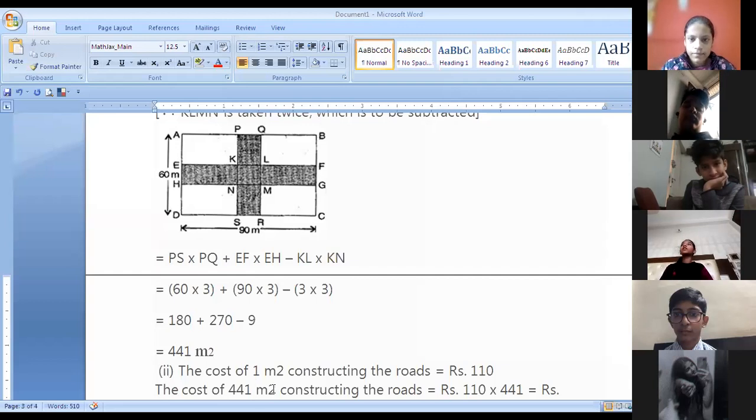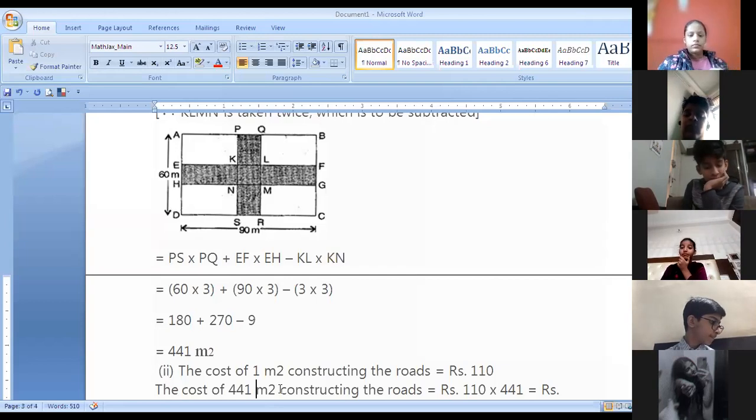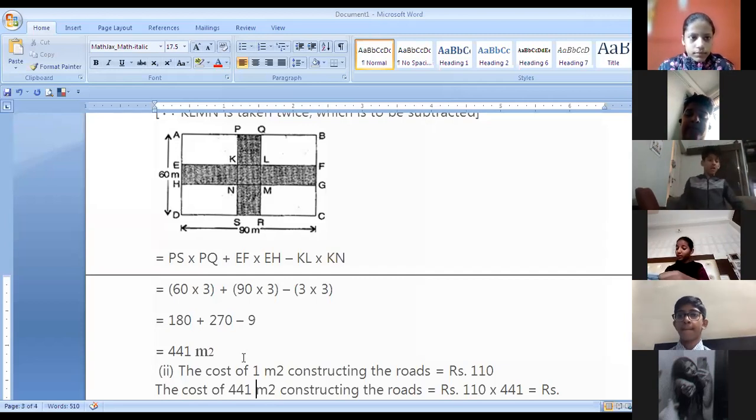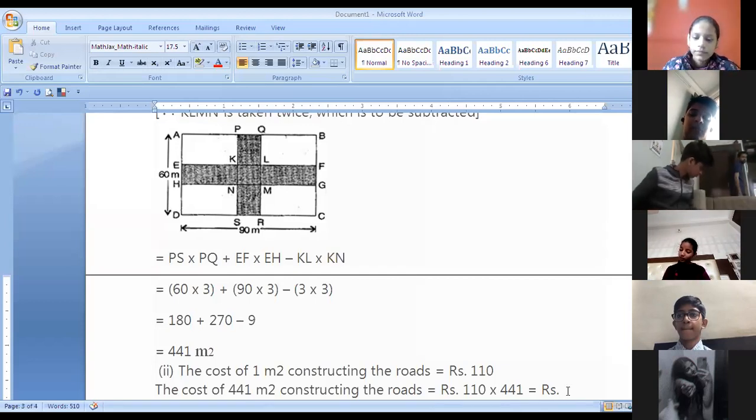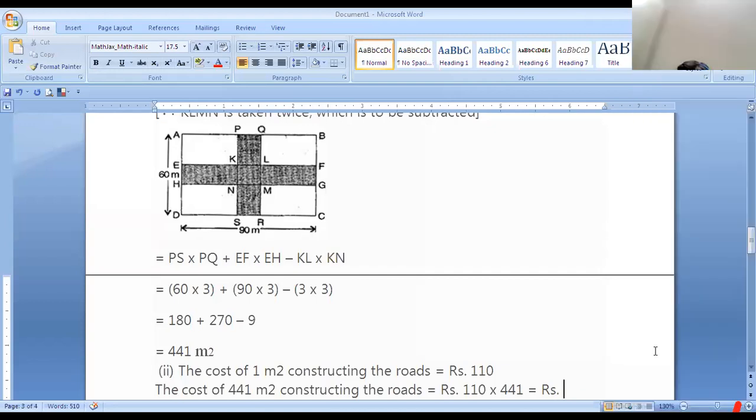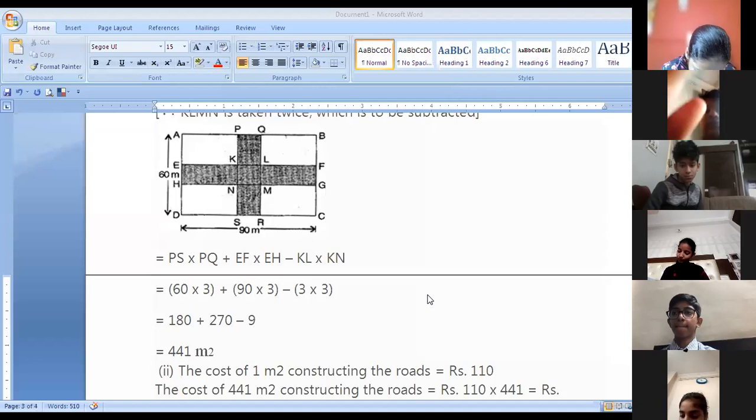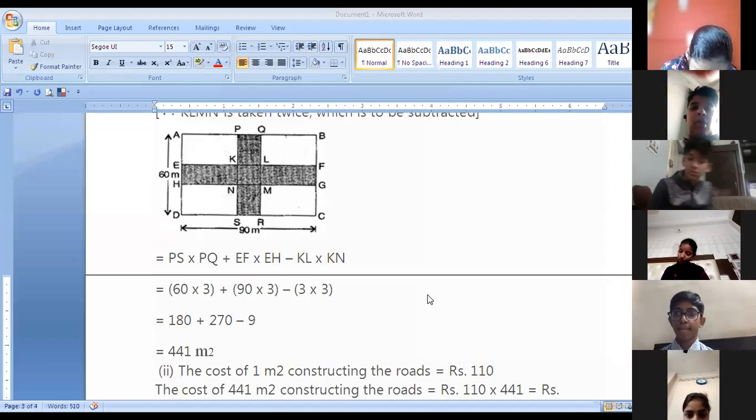So in the B part, the cost of constructing the roads is 110 per meter square. Here only the crossroads area has been found, so we have 441 meter square. After that, we have to find the cost. So 110 multiplied with 441, how much are you getting? Multiply it, Ayana, Jessica, Gaurav, Arav, Naitik, Akmal. Multiply 441 with 110.